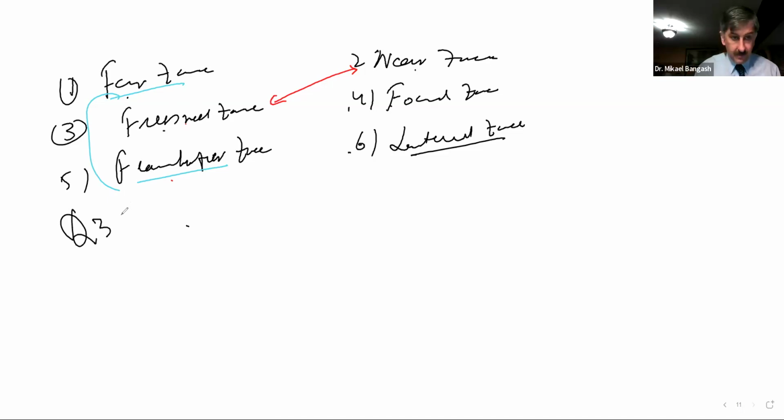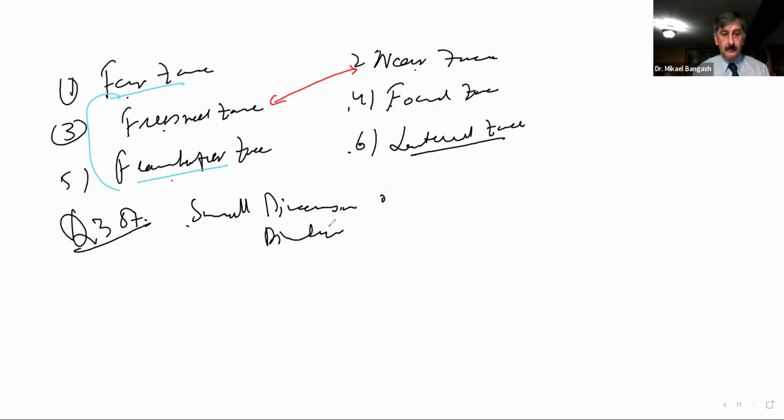Question number 307. Now, what is the point or location where a beam reaches its smallest dimension? Smallest dimension, or smallest diameter, or we can say smallest area. What do we call that? That is called the focus.